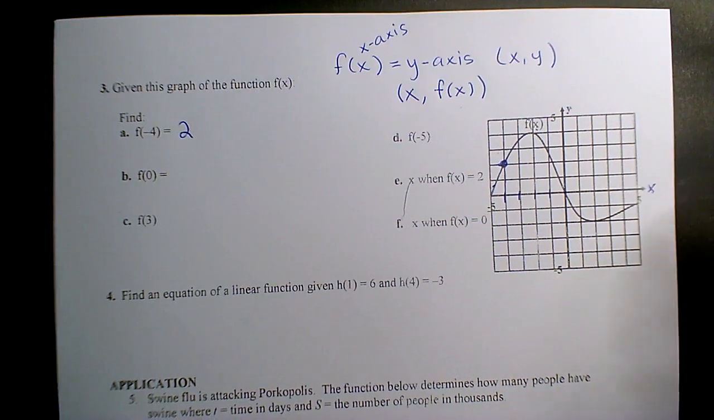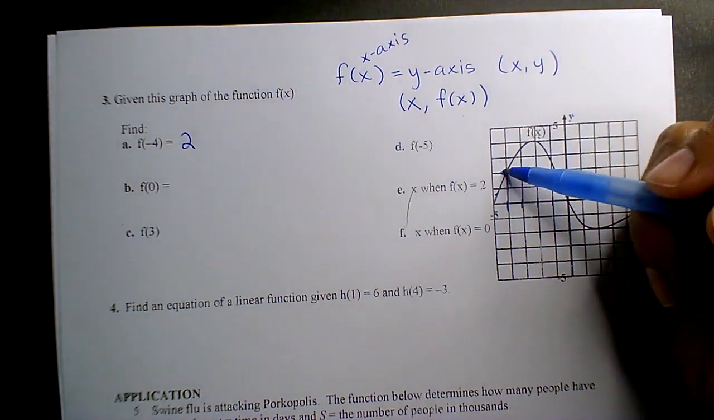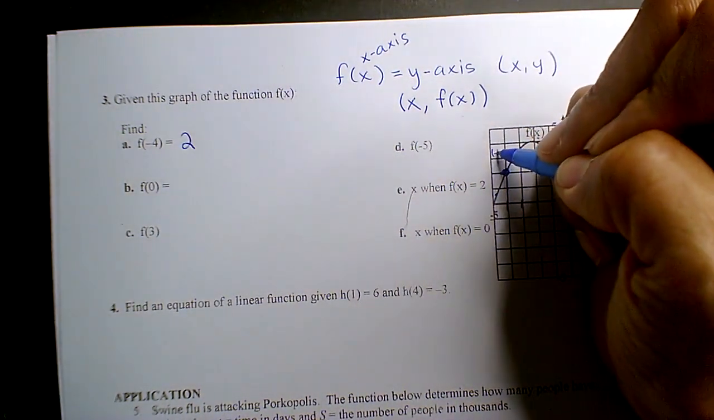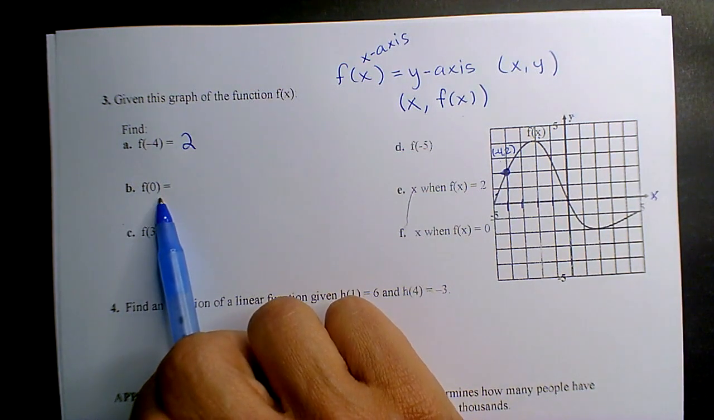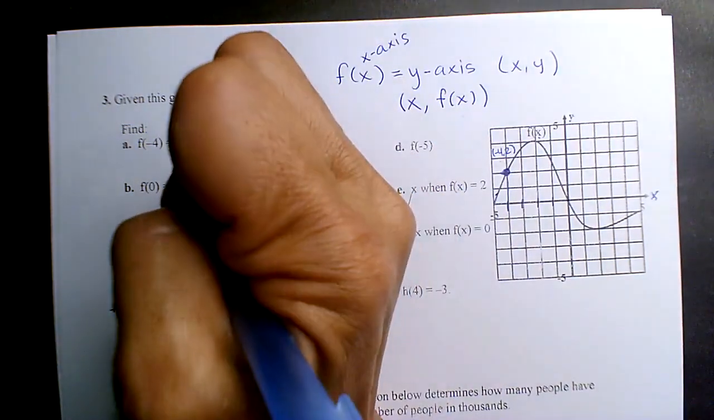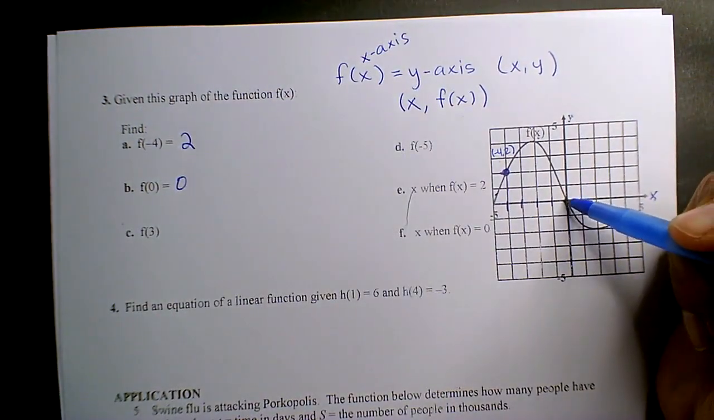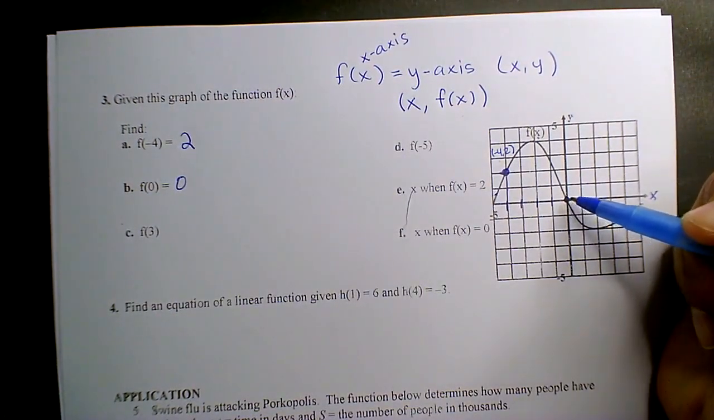It's too dark, the grid. I'm not going to be able to write it. But that's -4, 2. Okay, so f of 0, what do I write? 0, right? Because the function goes through your origin here. When x is 0, y is 0, so that's 0, 0.